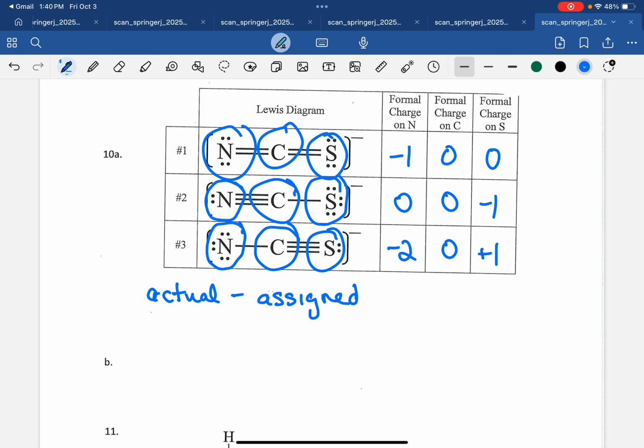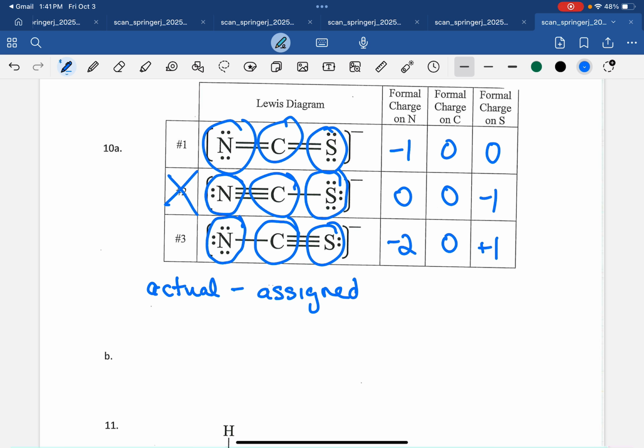That's 10A. 10B, which of these do we predict is most preferred representation? It gives you a little chart showing the actual electronegativities. We want the N being the highest electronegativity. If anything's going to be negative, it's going to be N. So that takes out number 2. And then we want them close to 0 as possible, so that kind of rules out number 3. So number 1 is the correct one. Number 1 is preferred.